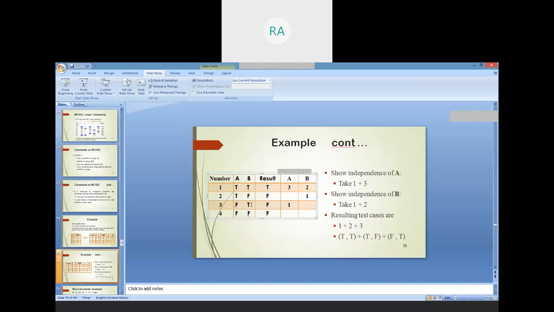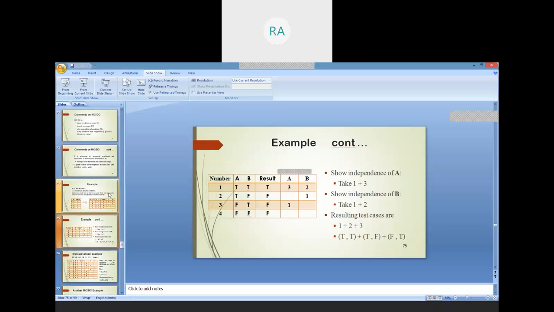I'm not considering the fourth test case. What might be the reason? Because whenever the values of A and B are false, the outcome is going to remain false only. You need not check it. That's why I'm not interested in the fourth test case. The important combinations I have to consider when carrying out MCDC coverage are only three: first, second and third. Accordingly, they have written the combination here. I hope everybody is understanding this.